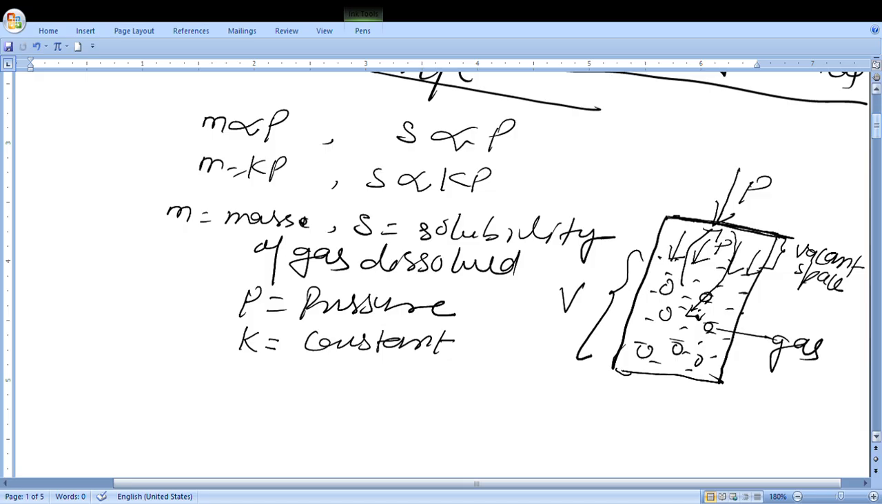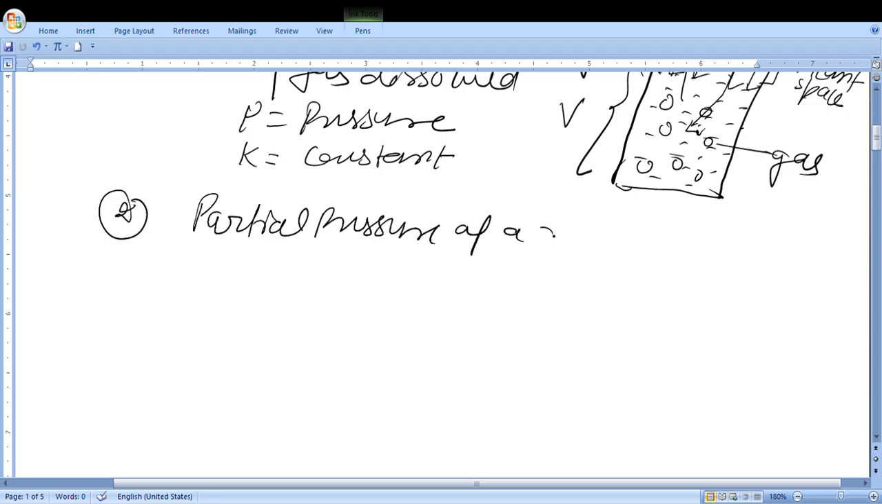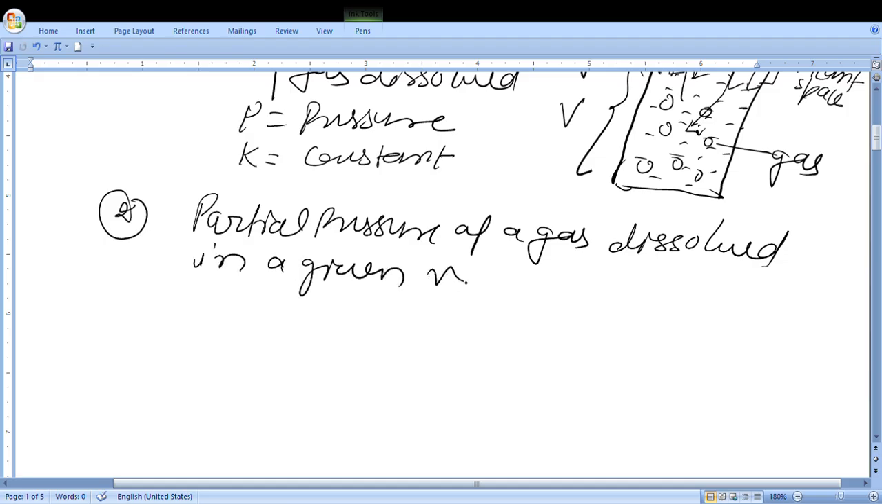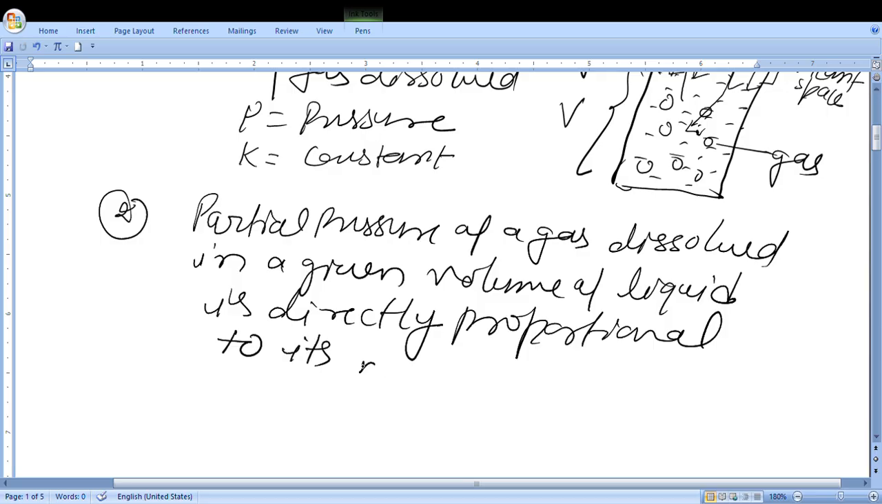The second definition of Henry's law is that the partial pressure of a gas dissolved in a given volume of liquid is directly proportional to its mole fraction.